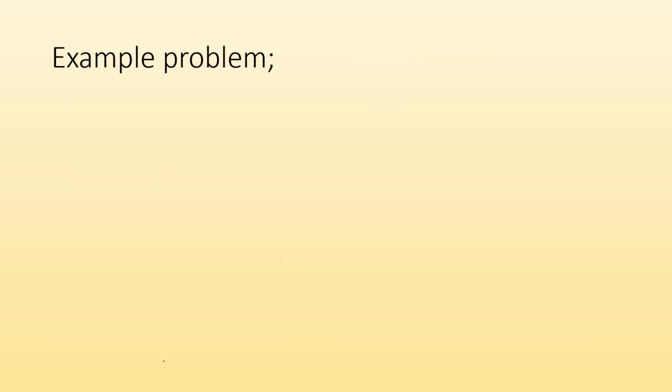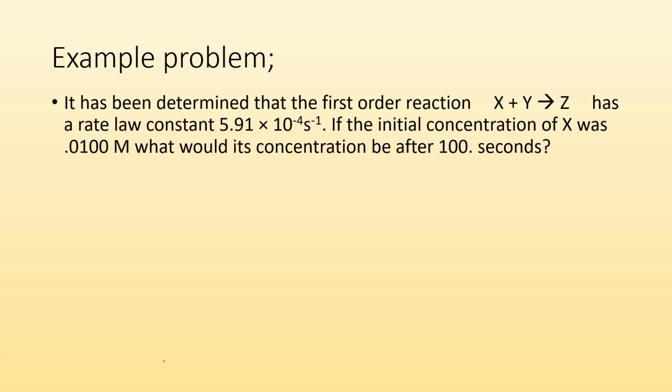second order. Example problem. It has been determined that the first order reaction, x plus y makes z, has a rate law constant of 5.91 times 10 to the negative 4 per second. If the initial concentration of x was 0.0100 molar, what would its concentration be after 100 seconds? So again, we want to know how much we have at a given time, so we're going to have to use that first order equation.